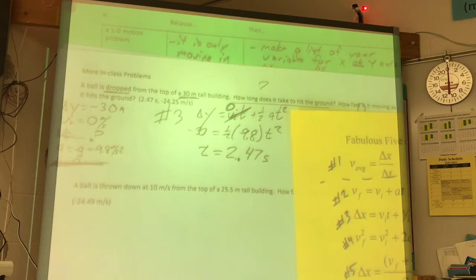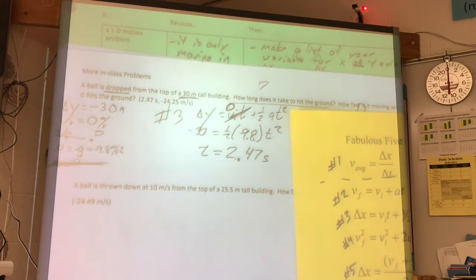All right, so that's equation number 3. Notice I have a delta y, because we're talking about the y direction, so we substitute. Delta y is equal to VIT plus 1/2 AT squared. Because my VI was 0, I can cancel out VI times T, because 0 times anything is 0. And we get negative 30 is equal to 1/2 times negative 9.8 times T squared.